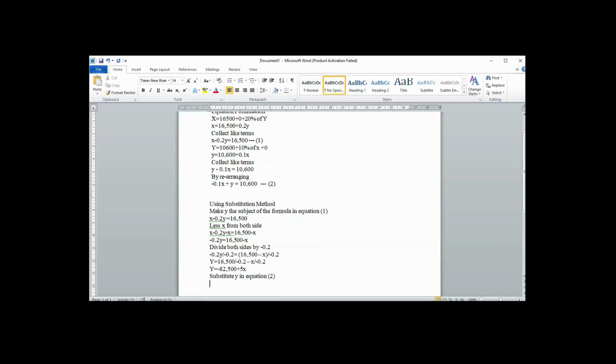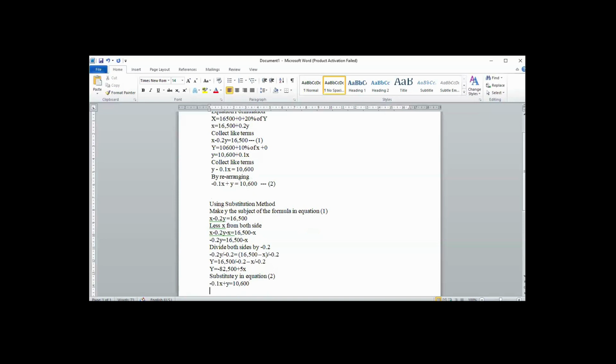What is our equation 2? Our equation 2 is minus 0.1x plus y equals 10,600. Now, we substitute the value of y in this equation.